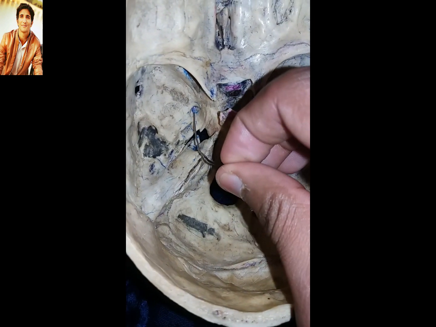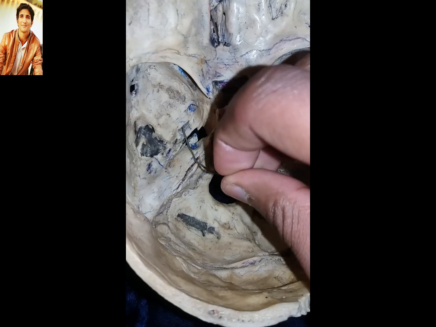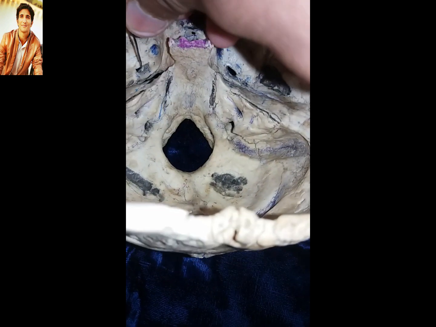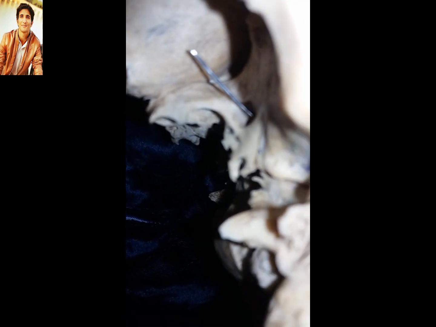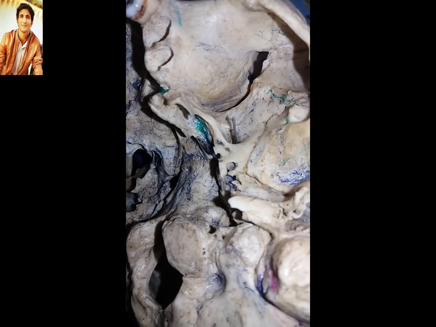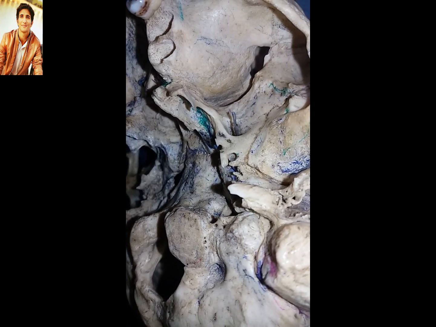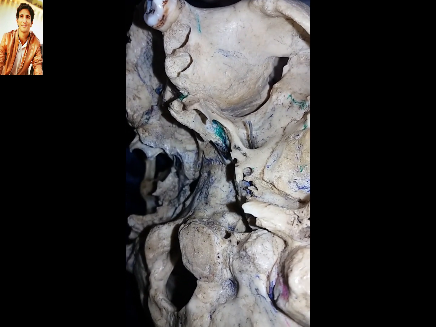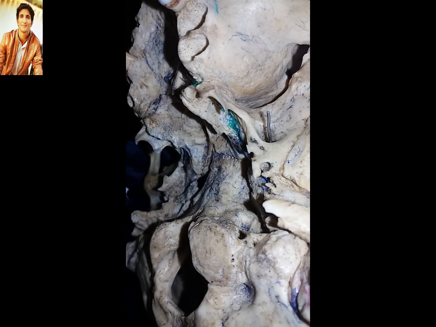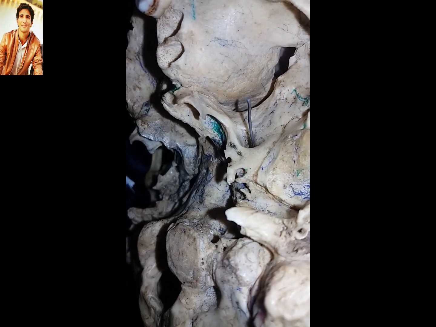Just posterior lateral to the foramen rotundum, there is another foramen named foramen ovale. This is foramen ovale. We have discussed that foramen ovale lies just lateral to the lateral pterygoid plate.